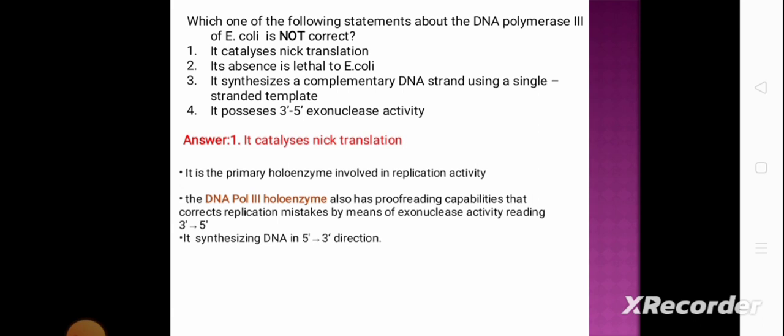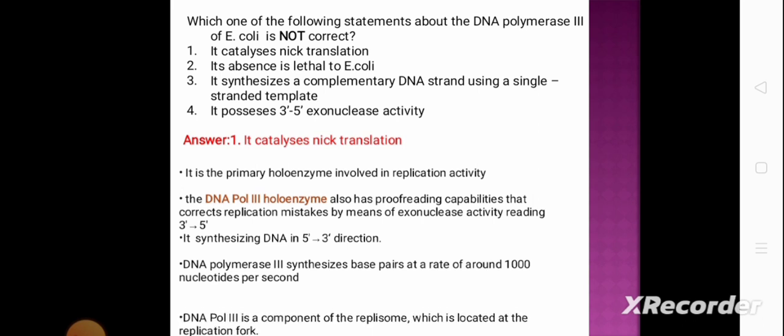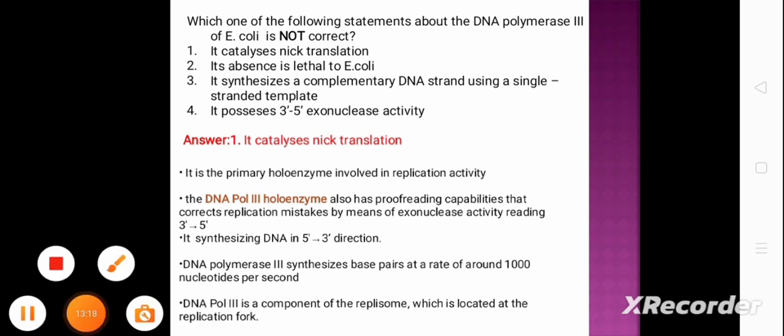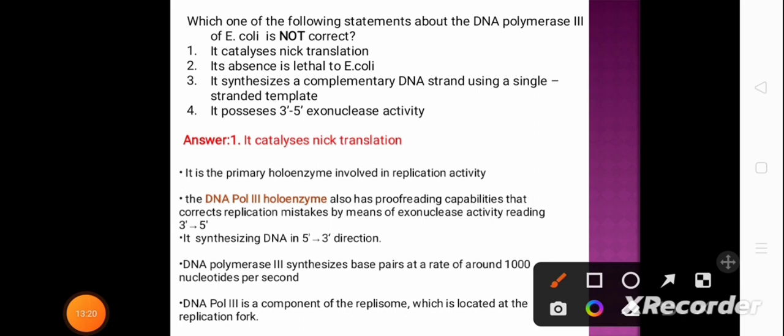The DNA polymerase III synthesizes DNA in 5' to 3' direction, because DNA synthesis always occurs in the 5' to 3' direction. DNA pol III synthesizes base pairs at a rate of around 1000 nucleotides per second. So the rate of nucleotides added is 1000 nucleotides per second. DNA pol III is the component of the replisome, which is located at the replication fork.